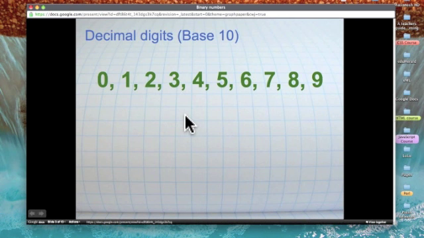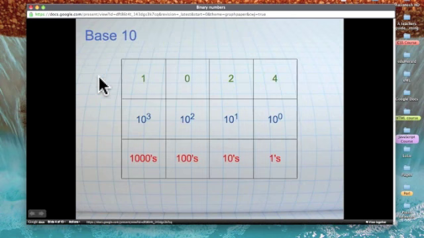Now, the base 10 number system has 10 symbols that represent values. And those symbols listed here are 0 through 9. Here we have in the first row the symbols 1, 0, 2, 4. Now we intuitively recognize that as the value 1024. But why? Well, each position, starting from the right and working our way back, has a larger value.